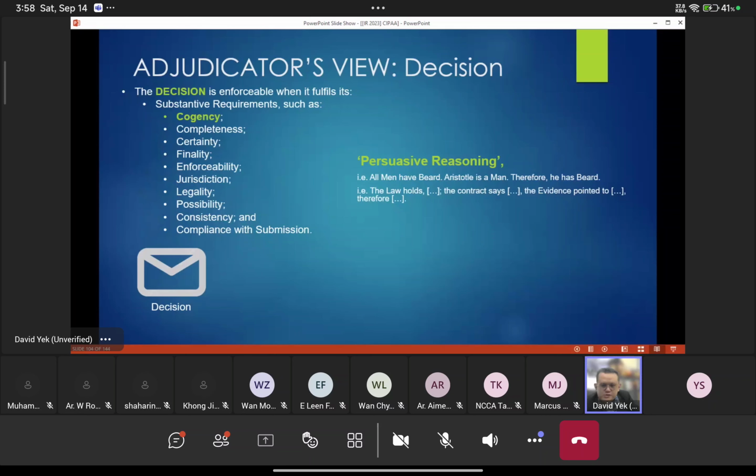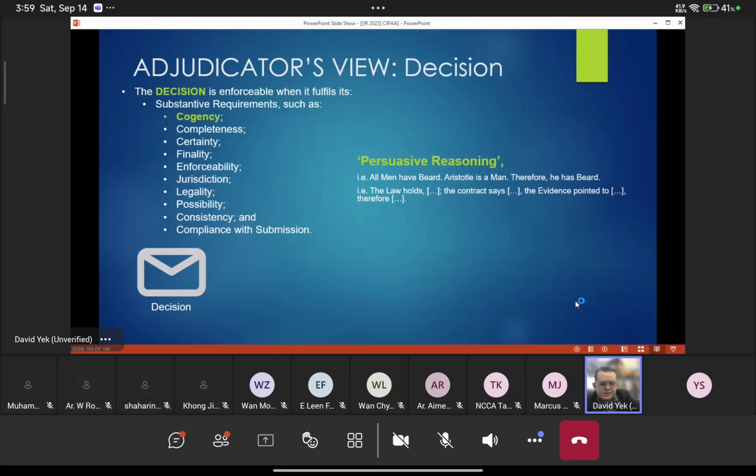And in order to actually sustain that, usually we always say, the law holds this and this and this and this. The contract says this and this and this. The evidence pointed to this and this and this. Therefore, my conclusion is this and this and this. Okay, these are the way we write for persuasive reasoning.